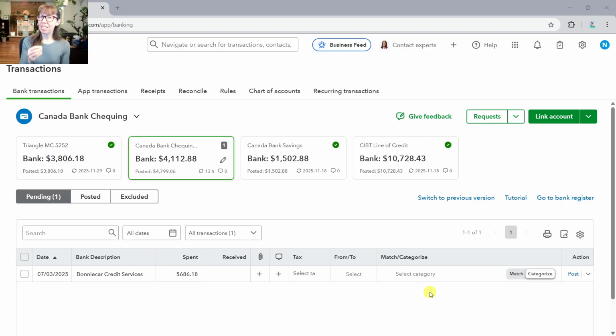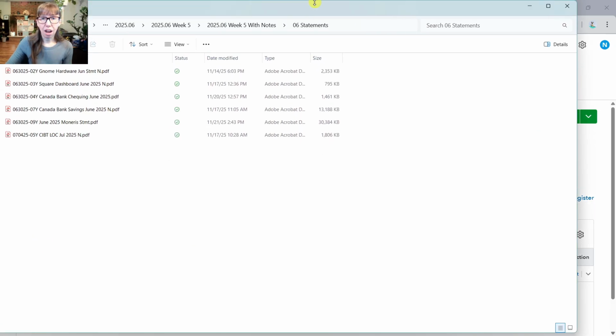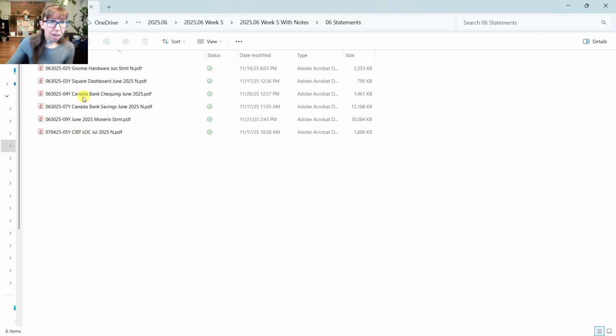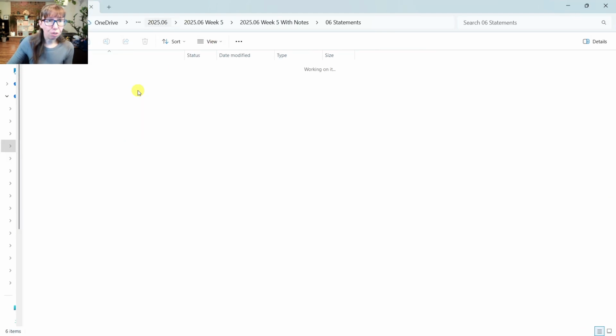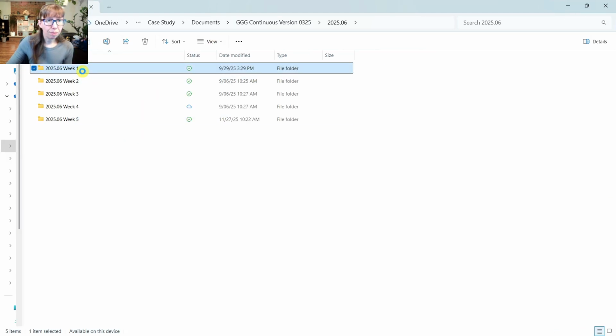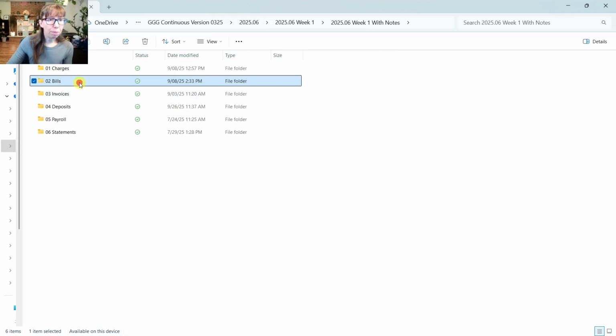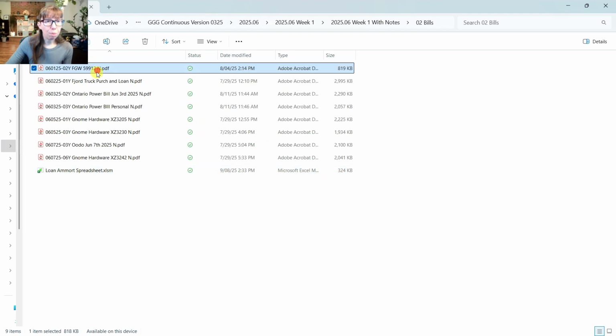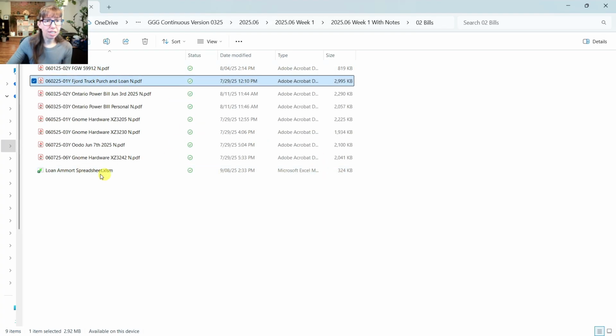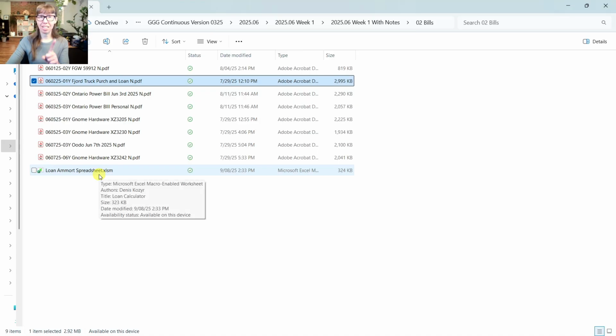And we did attach that truck purchase paperwork to the asset purchase entry in QBO. But let me show you where it is also on the case study documents. So if we were to go back to the first week of June, and we'll go to the bills. Here we'll find both the truck purchase and also that loan amortization spreadsheet. And this is where that's going to come into play.